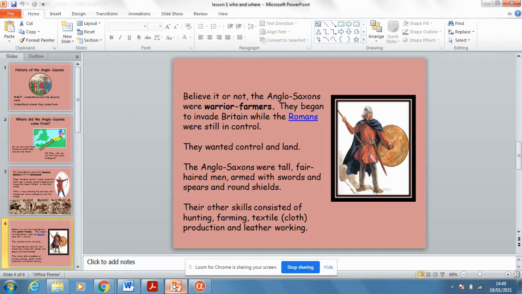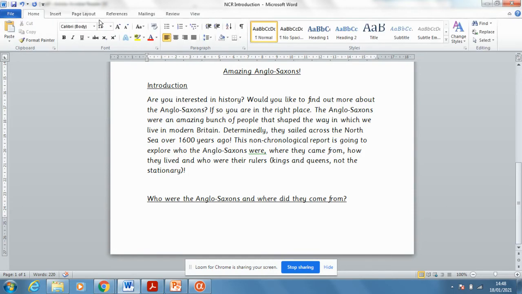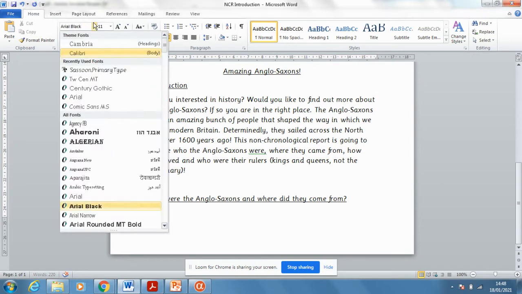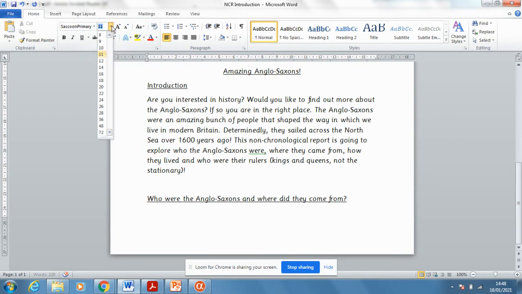Research showed the Anglo-Saxons were warrior farmers. So we could start off just by typing that information in. Let's get rid of that. Change the font size so I can see what we're doing. Oh, I think my computer's frozen. There we are.